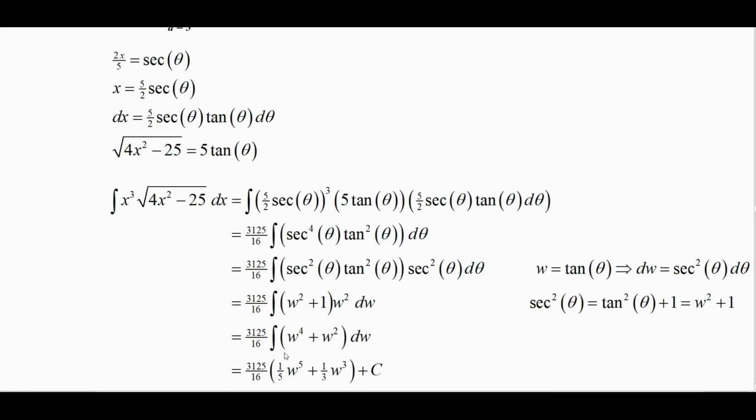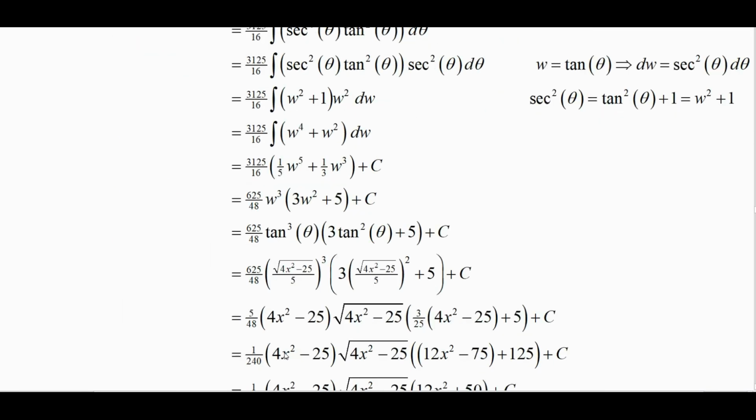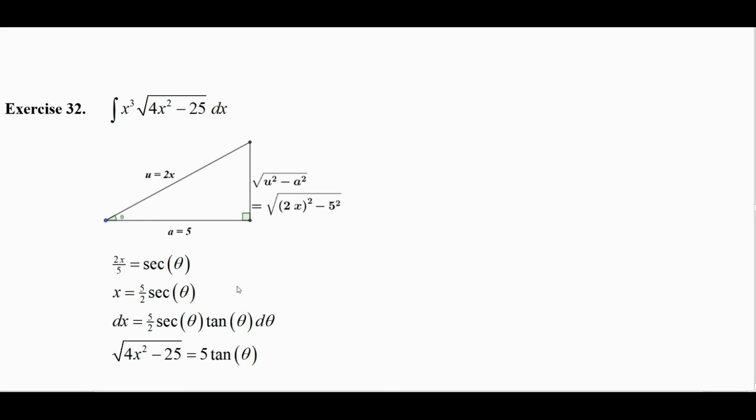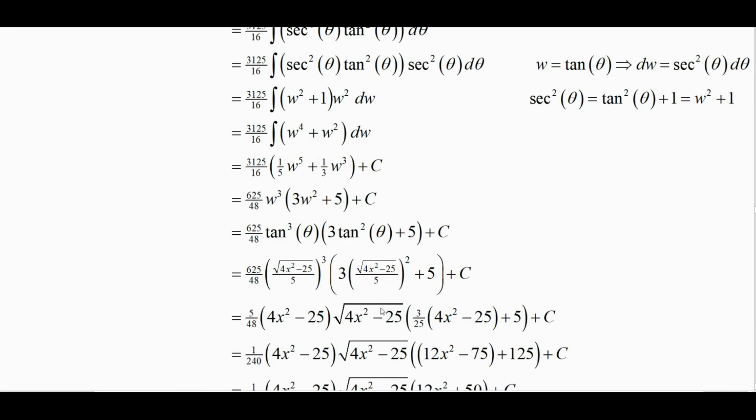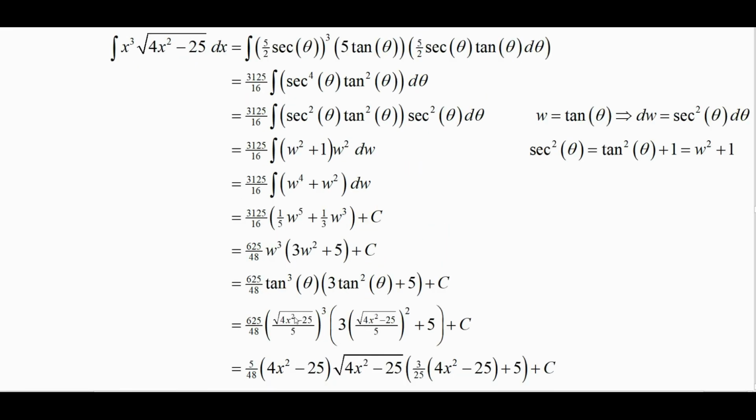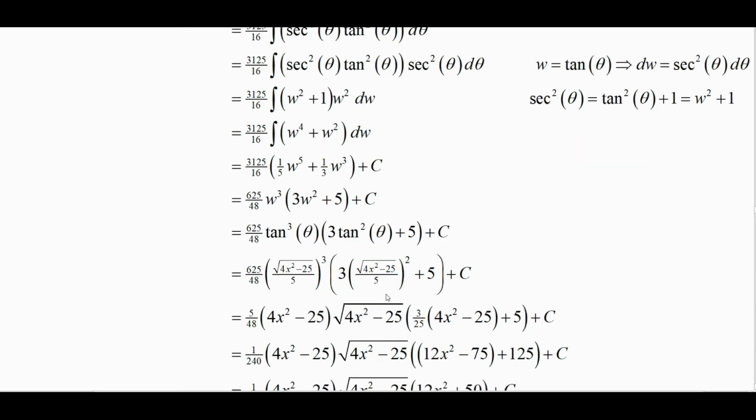So looking back at our triangle, that's going to be our key here. We've got a tangent theta. We've got to figure out what it is. Tangent theta is the square root of 4x squared minus 25 over 5. Opposite over adjacent there. So we've got that here to the third power, and there it is to the second power. Let me do the one to the second power first on the inside.